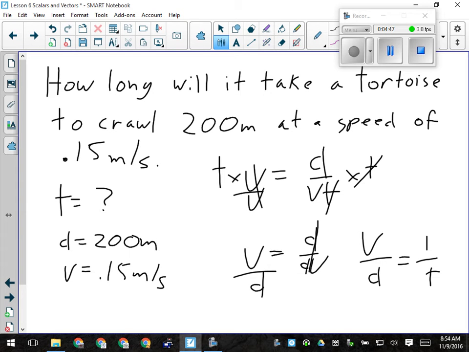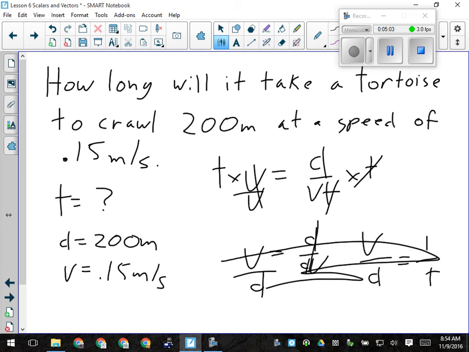Okay, if I flip that, I still have the same thing. I have d over v equals t over 1, which is the same thing. So if you're more comfortable doing it that way, there's nothing mathematically wrong with reciprocating both sides afterwards. You can do it, it comes out with the same number.